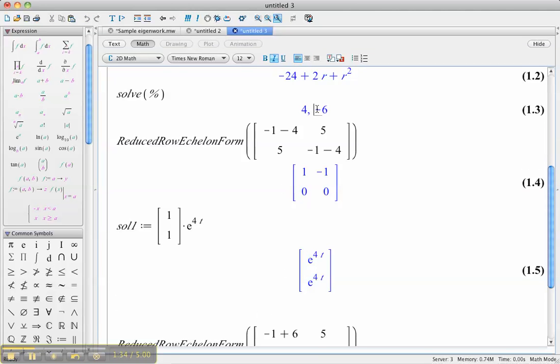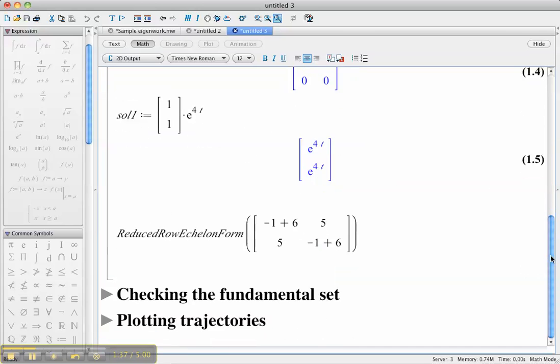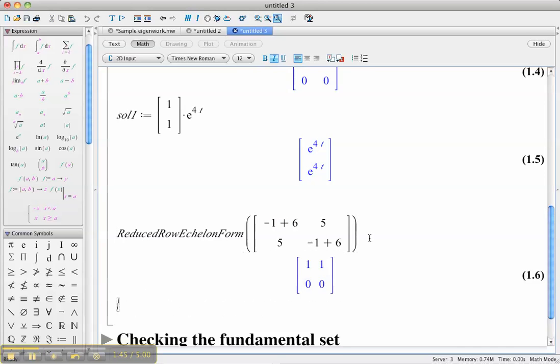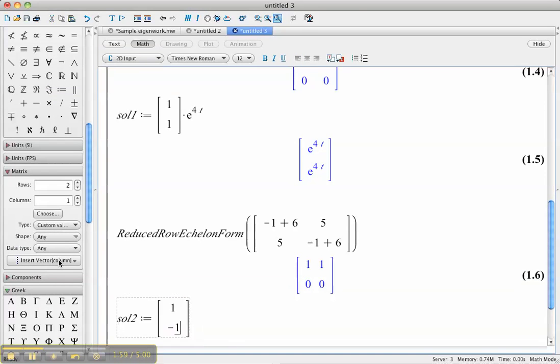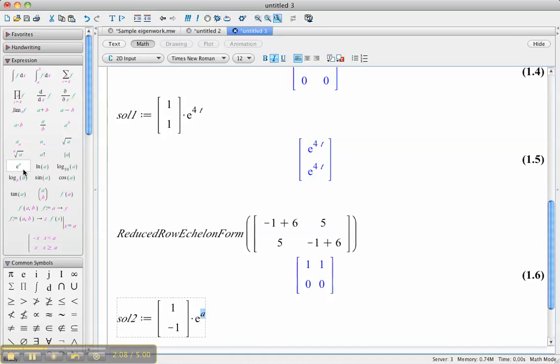All right, let's do that again, except now let's focus on negative 6. Down here, I've got minus 1 minus a minus 6 turns into a plus 6. So I get this matrix. All right, what does the solution look like? We'll solve 2. In this case, my first coordinate plus my second coordinate have to be equal to 0. Here's a good vector that satisfies that, 1, negative 1. And now what we want to do is multiply times the exponential term, where once again, the exponent of the exponential term is our corresponding eigenvalue.